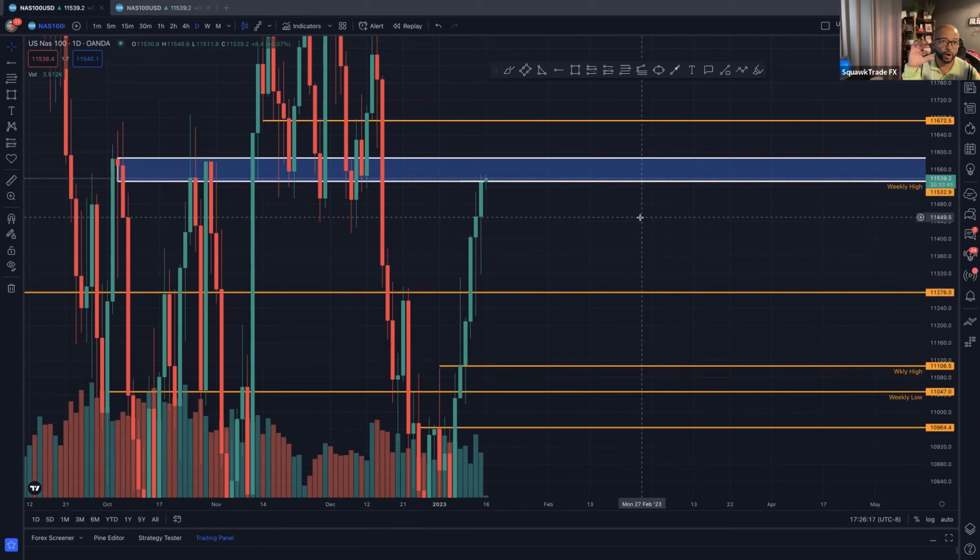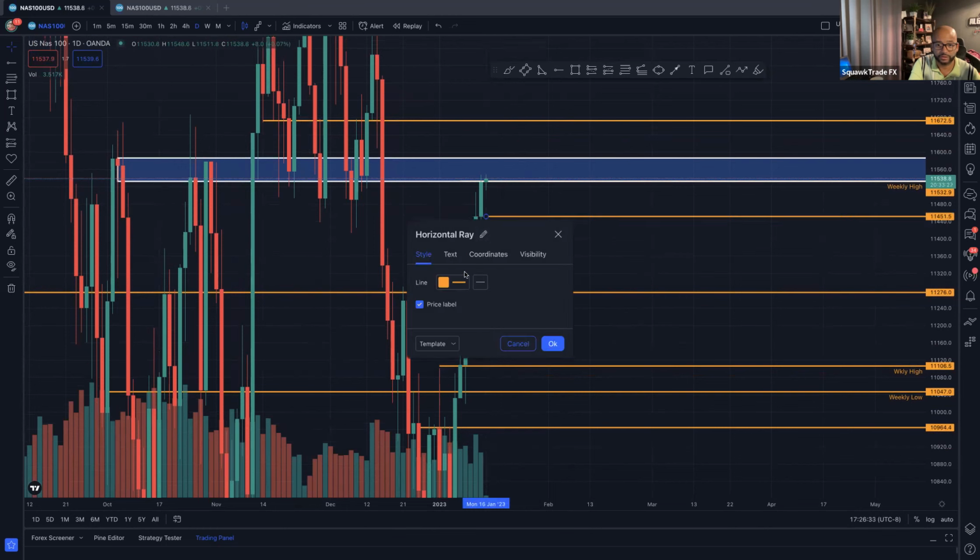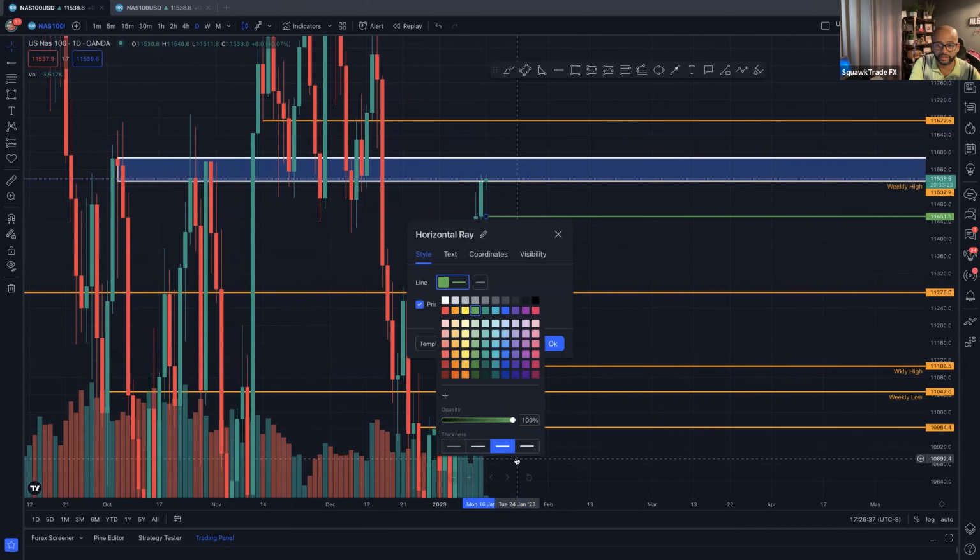The same way we mark up the weekly is going to be the same way we mark up the previous day, only the previous day. That's it. So I'll mark up the previous day. Here's the open. I'm going to set a different color just so that we can see the differences. I'll call it green, just for this example.